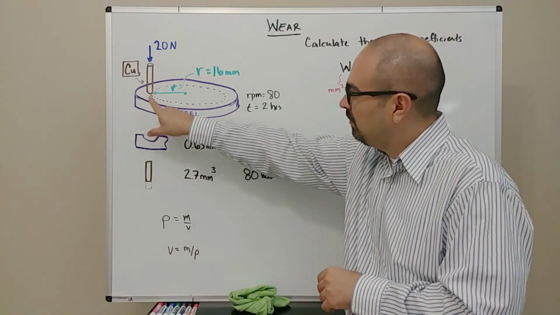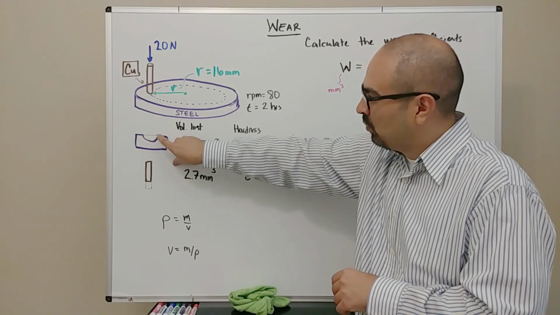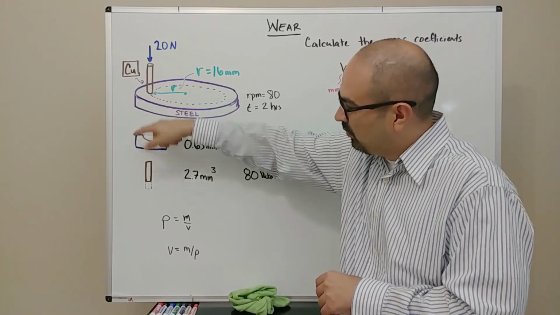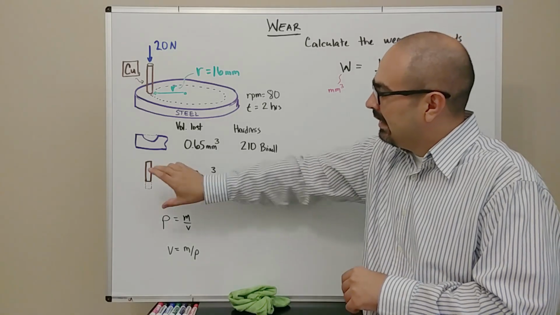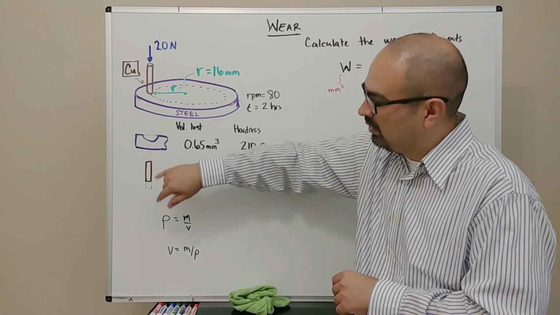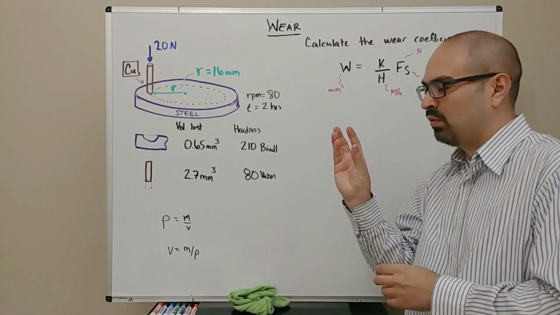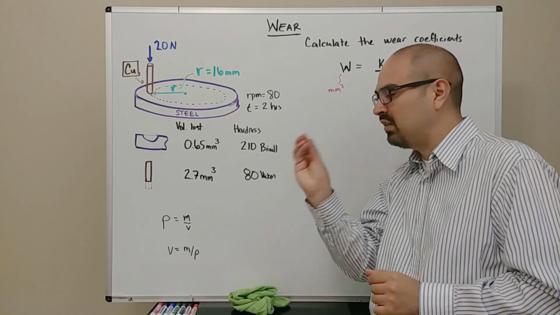So you can see here, if we look at a little section from the disc, there's going to be a little groove from the pin wearing away some of the material. And the pin as well, its length is going to shorten. So again, we'll measure the weights, and then we'll figure out how much weight was lost.